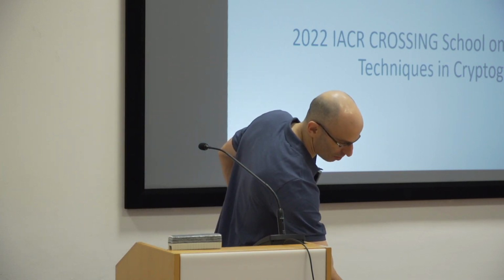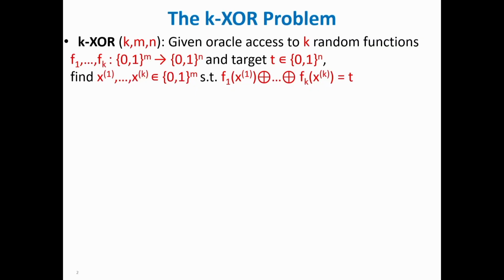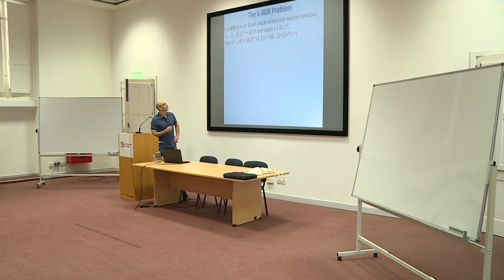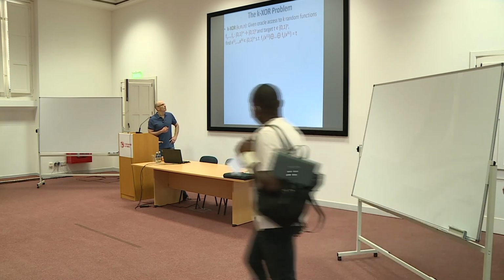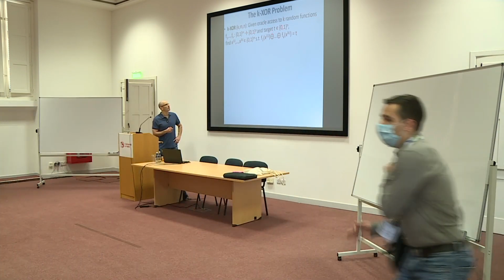I'll talk about the k-XOR problem, and the first thing is to, of course, define the problem formally. So the problem basically has three parameters, k, m, and n. And it's defined as follows. We're given oracle access to k functions, which we assume to be selected uniformly at random, f1 up to fk. The domain size of each function is m bits. The range size is n bits. And we're given a target t of n bits.